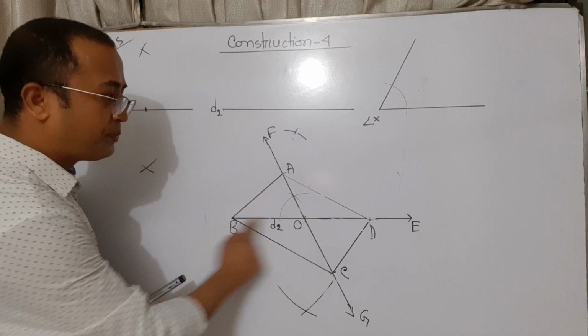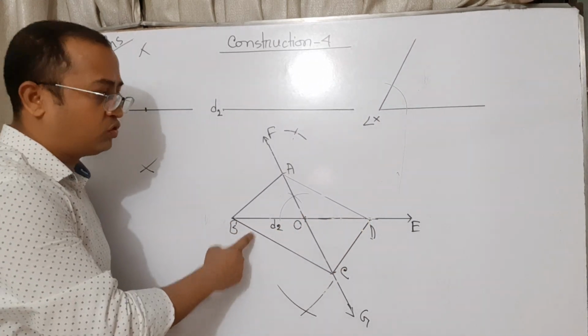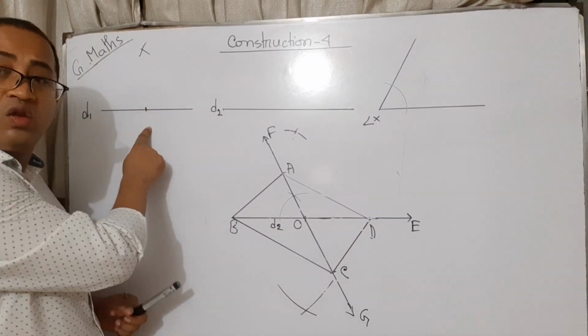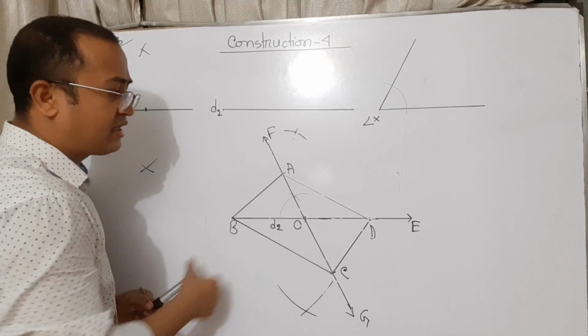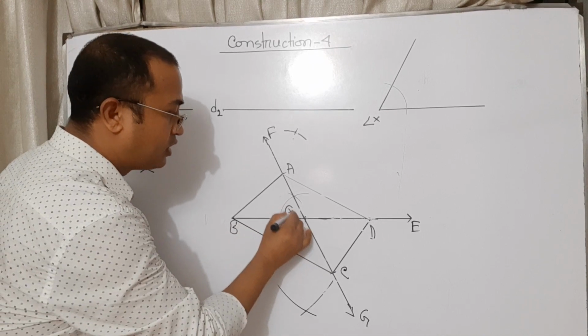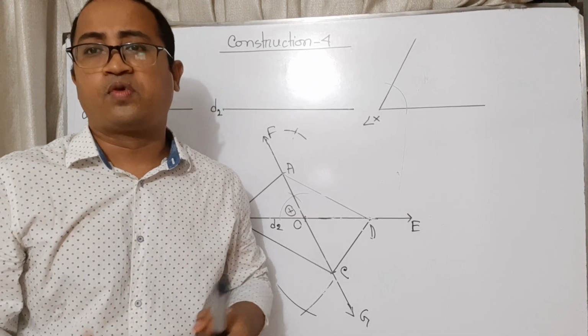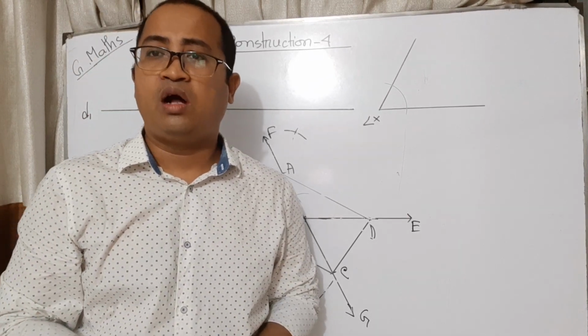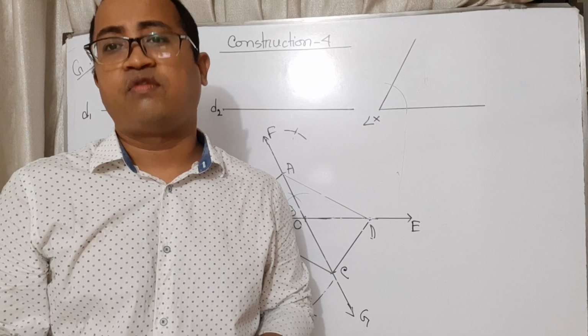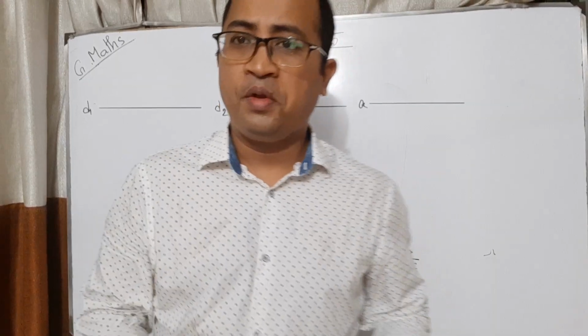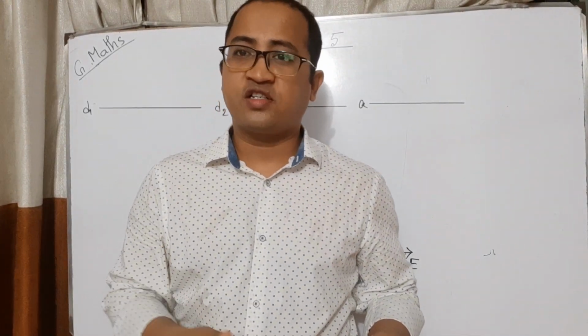Look, BD is diagonal 2 and AC is diagonal 1 and this is their included angle X. So ABCD is the required parallelogram. We have proved it. Now I will discuss construction 5. My dear student, now construction 5.